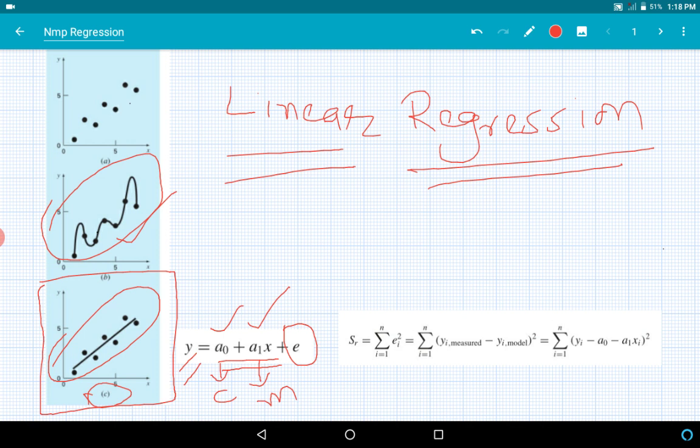Now our task, if we want to do linear regression, is to find two things, a0 and a1. We have to find a0 and a1 such that they minimize the error E in some way. Now what is that some way that we'll try to study?